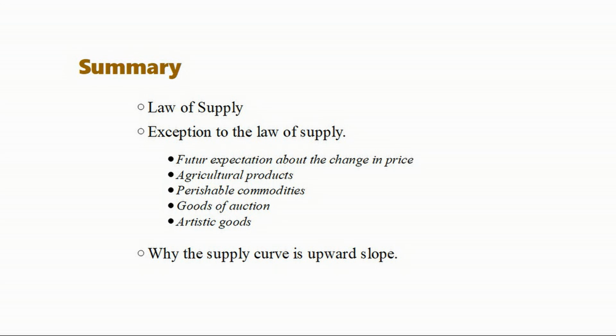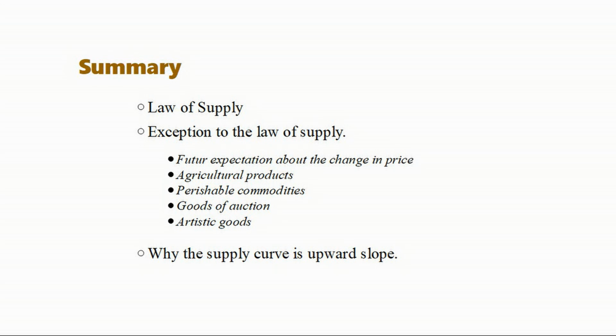There are some situations when the law of supply does not operate, which means the higher the price, the lesser the amount of commodity which is supplied, and the lower the price, the higher the amount of commodity supplied. This will happen in the case of future expectation about the change in price, in the case of agricultural products, perishable commodities, goods of auction, and artistic goods. In this case, the law does not operate. We will have a negatively sloped supply curve.